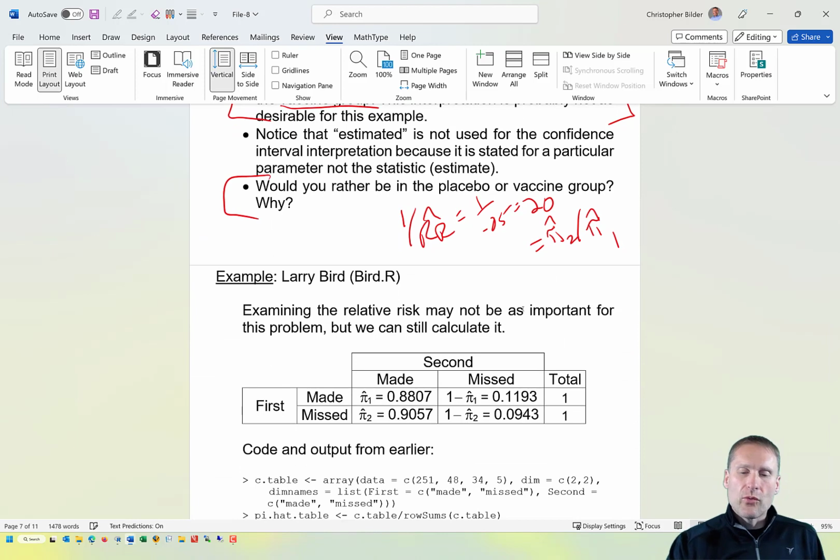So in the end, would you rather be in the placebo or the vaccine group here for this particular situation? Or maybe I should change that: would you rather receive the vaccine or receive the placebo? Well, obviously there are various thoughts on issues with vaccines, but if you were just to rely on the statistical results alone here, you would say, I prefer to receive the vaccine because I know my probability of infection is much, much smaller than if I wouldn't receive the vaccine.